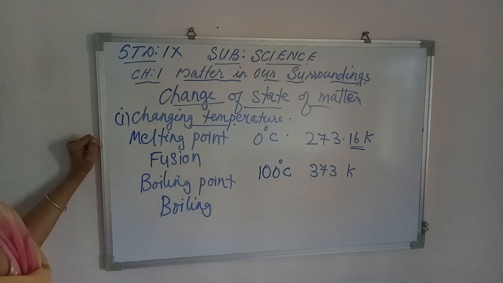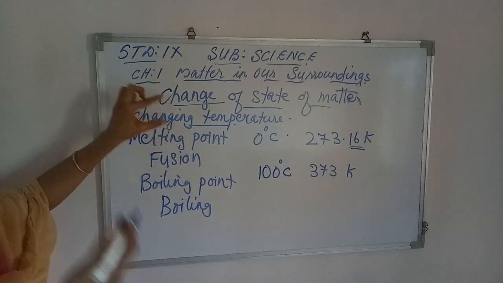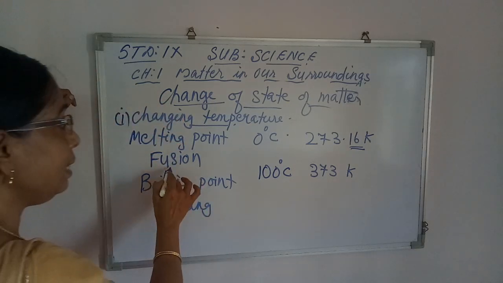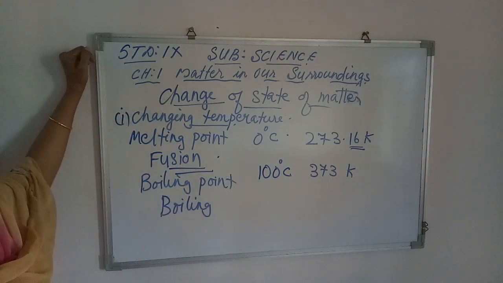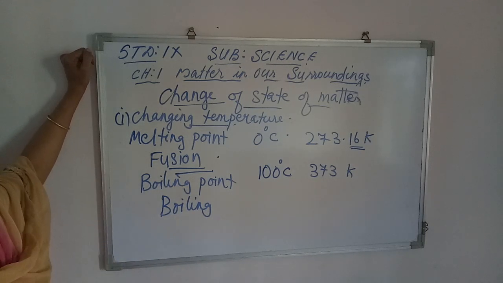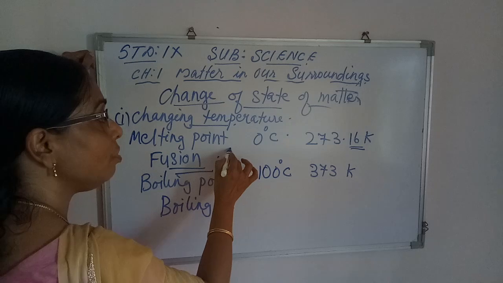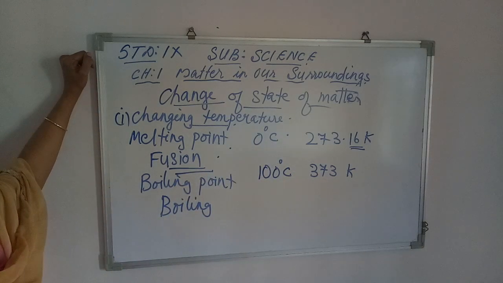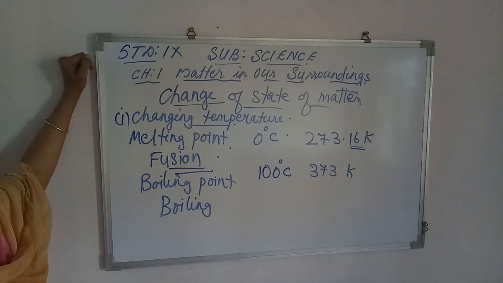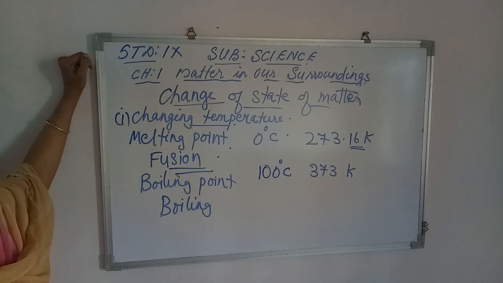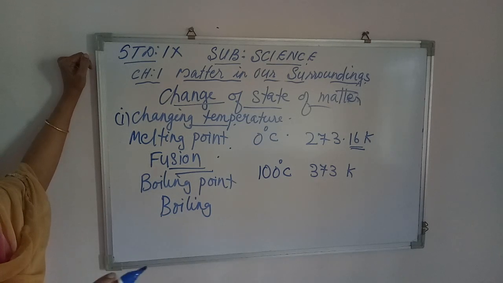Then where has this heat gone? Here also we are continuously heating, and we see that the heat that we have provided is used for converting the ice to water, or changing the solid state to liquid state. How does it convert from solid to liquid?